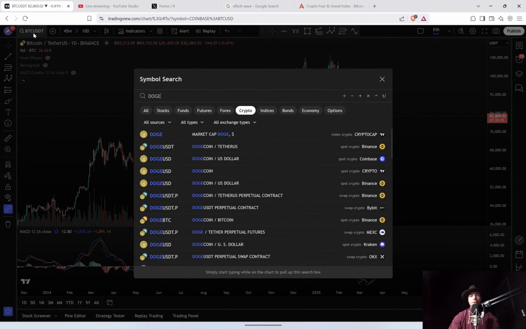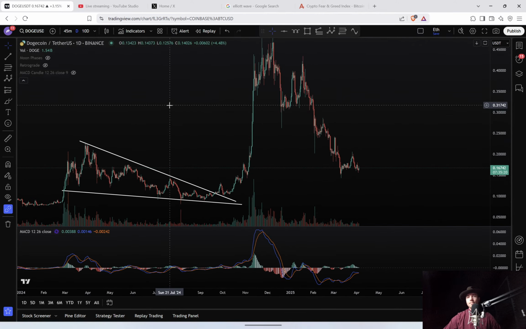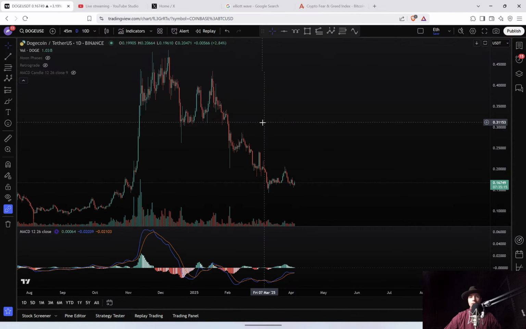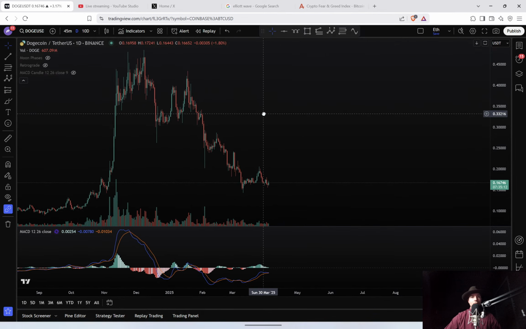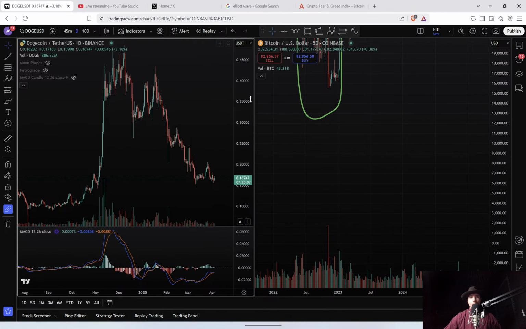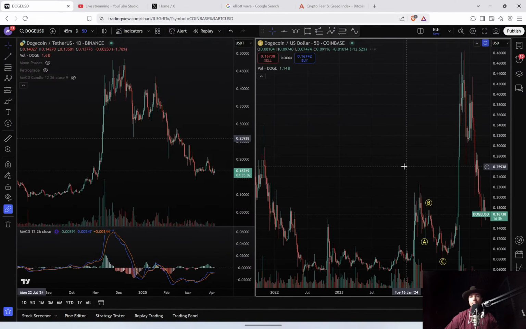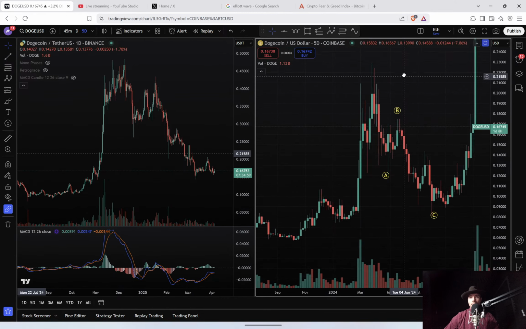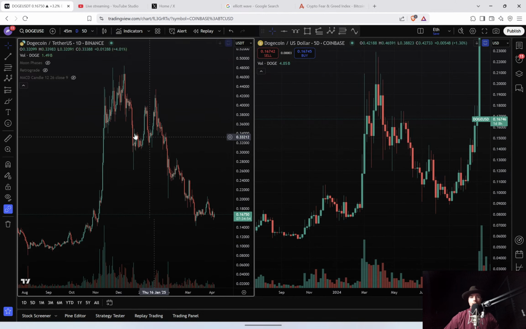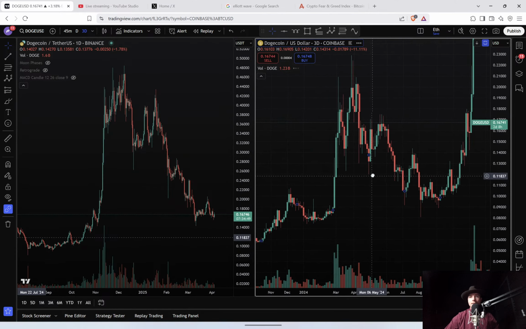And let's go ahead and look at the Dogecoin chart, because Dogecoin is actually one of the main reasons for this. If you look at Dogecoin currently, we're going to compare it to itself, so we're going to pull up Dogecoin right here. Here is Dogecoin on the left, and here's Dogecoin on the right. And we're going to switch to the 3-day candlesticks.